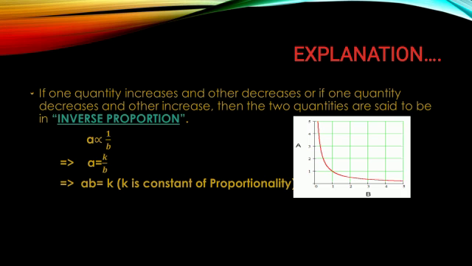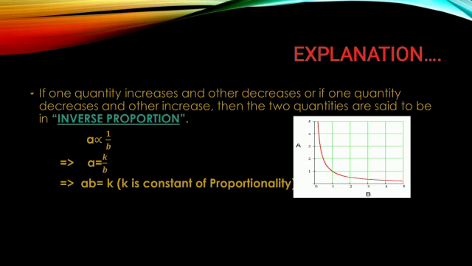Clear? Wherever 1 upon B is written, it means that A is inversely proportional to B. And now we are going to remove the proportionality sign, which will give you A is equal to K upon B. Last time also we removed the sign of proportionality and placed K over here. What is K over here?